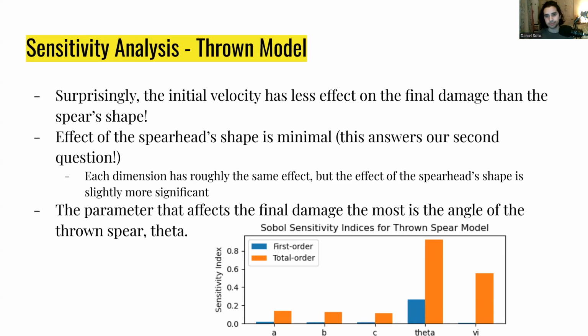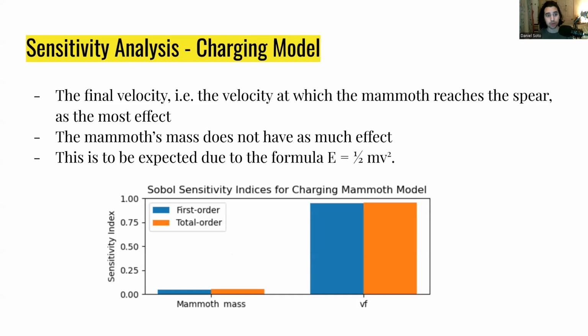which is theta. Now, for the charging model, we see that the final velocity is the parameter that matters the most in terms of maximizing damage, compared to the mammoth's mass. And this makes sense because if you look at the kinetic energy formula, we see that the velocity term is squared. So small changes in velocity are going to matter more than small changes in mass, despite how big mammoths can be.